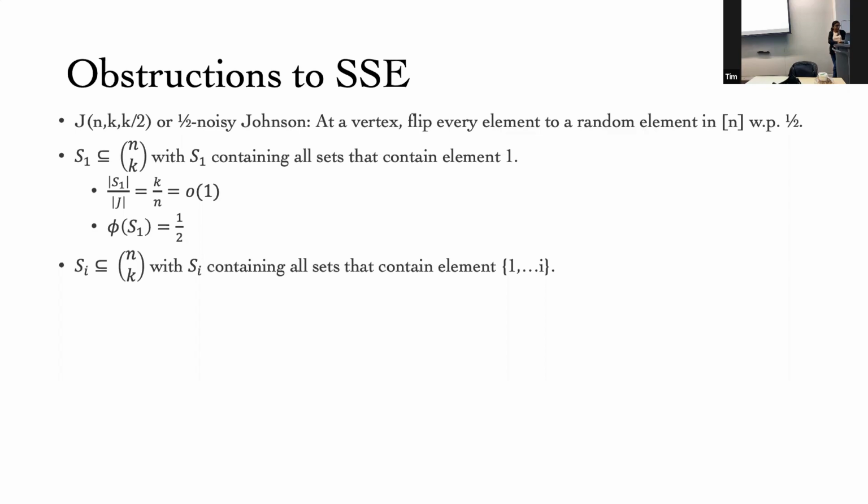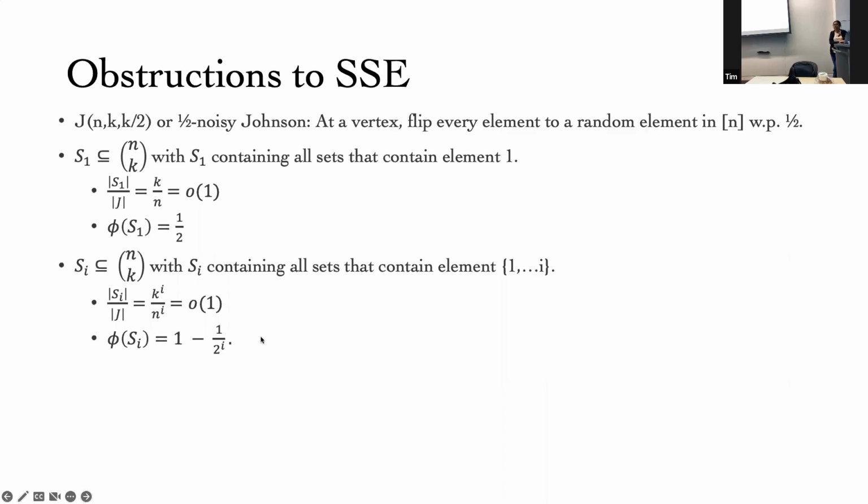And then similarly, we can consider the set Si to be the set of subsets that contain elements 1 through i. And a similar calculation shows that this set is of size (k by n) to the i. So it's again of size little o of 1. And its expansion is 1 minus 1 by 2 to the i. Because you go out of the set only if you flip any one of the elements 1 through i.